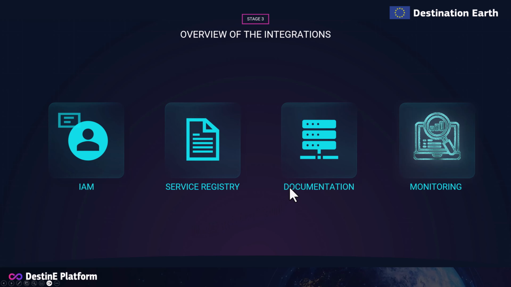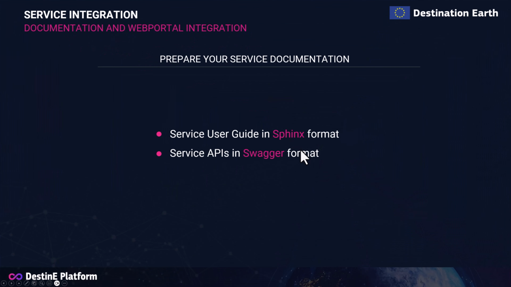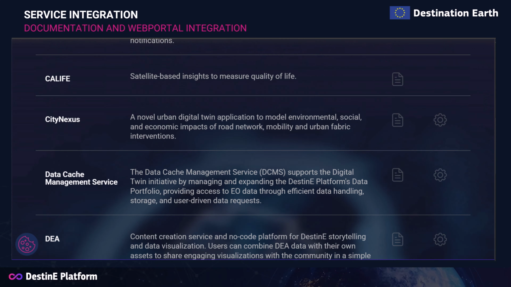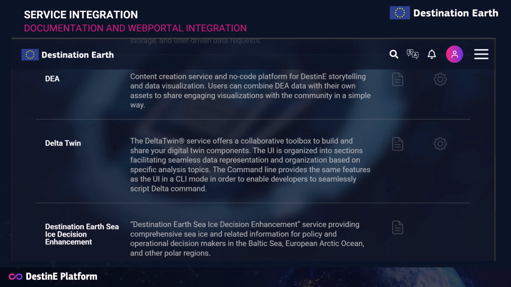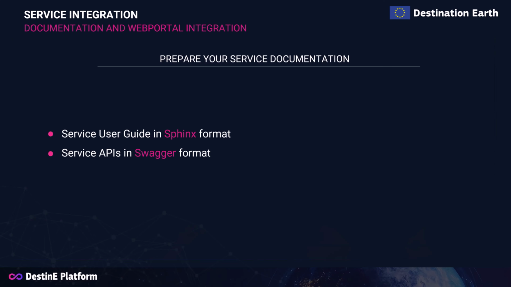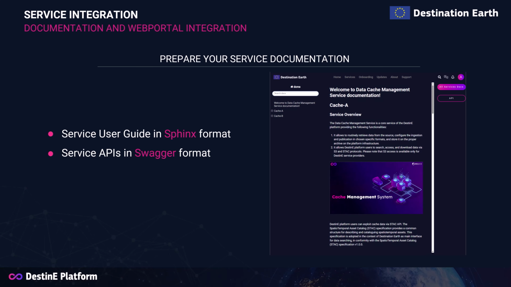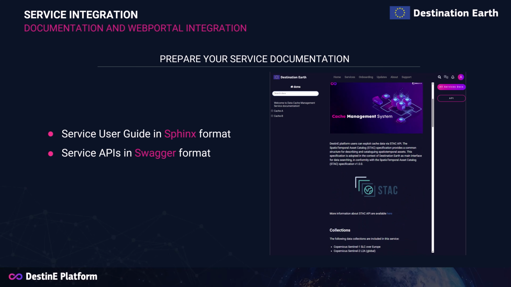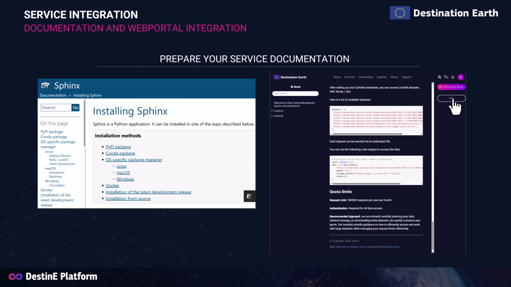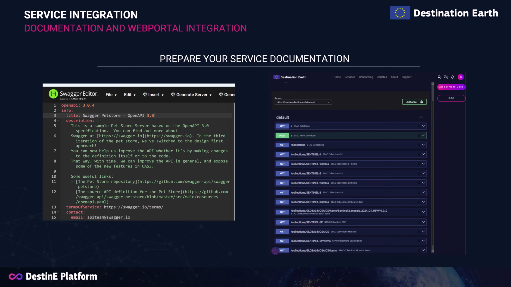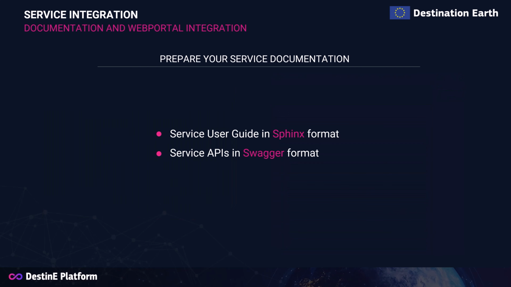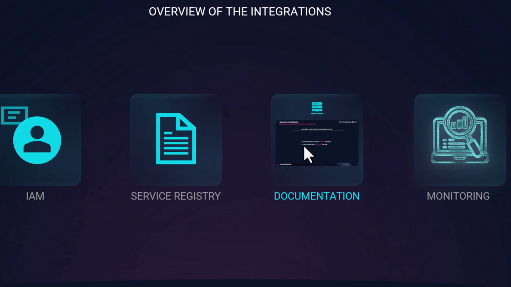The web portal is the main entry point to the DestinE Platform, where users can also find documentation about your service. To ensure consistency and usability across all services, documentation must follow specific formats. Using the provided templates and guidelines, you will prepare a service user guide in Sphinx format and API documentation in Swagger format. These standards help present your service clearly and make it easier for users to access it through the platform.